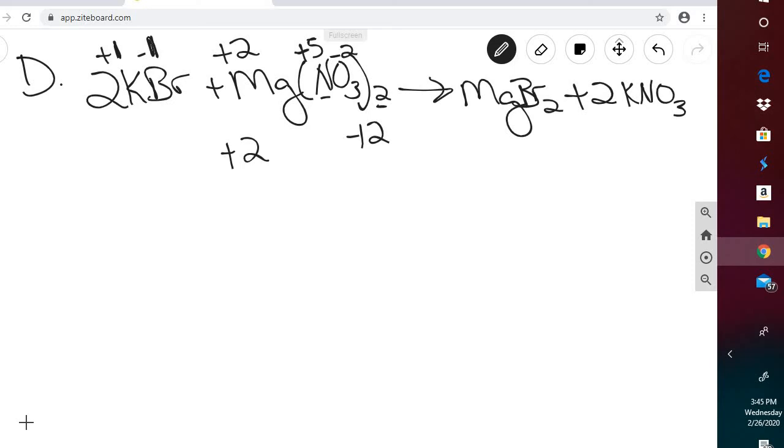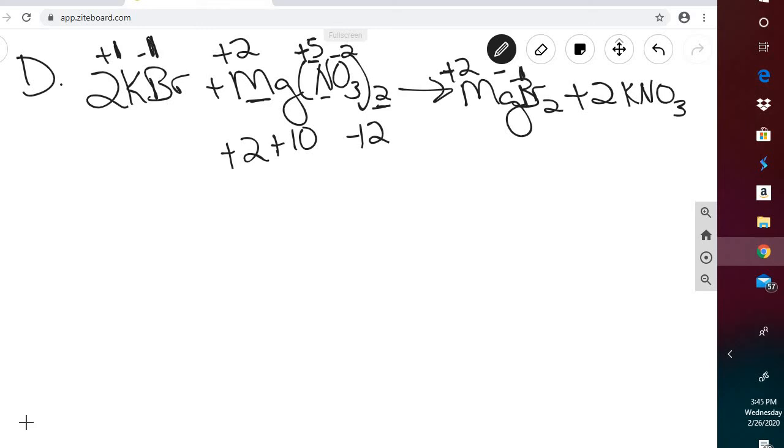Okay, so this is +2, and this times this gives us a +10. And then a -12 because we have a -2 times 3, but there's 2 of those. So that's a -12. So that total adds up to 0. Magnesium bromide. So magnesium again is a +2. And then bromine, that means bromine has to be -1.